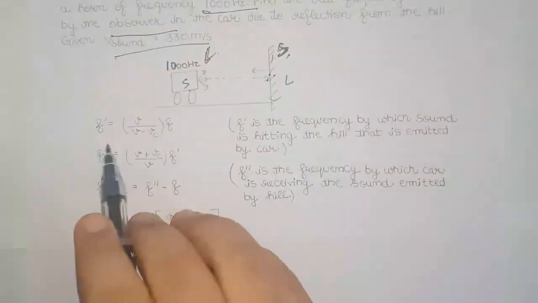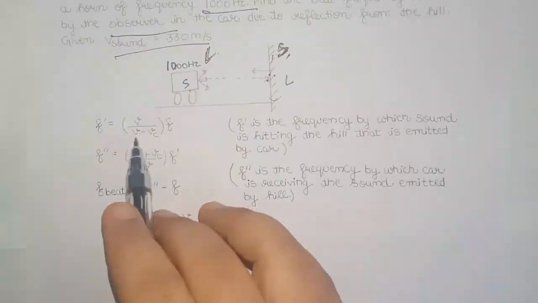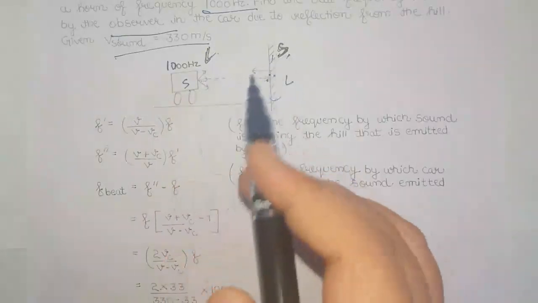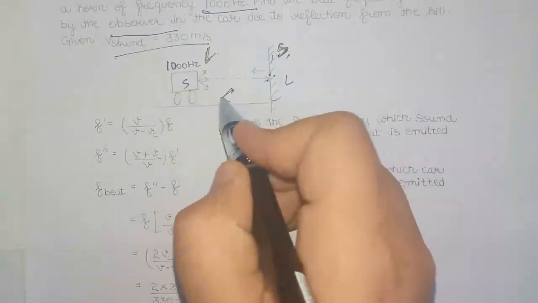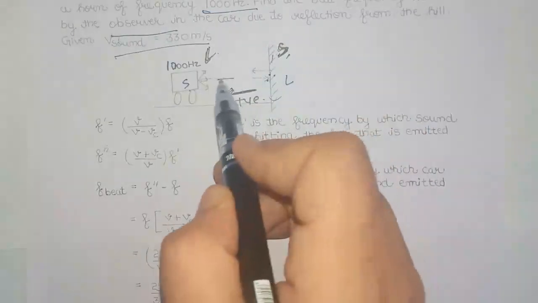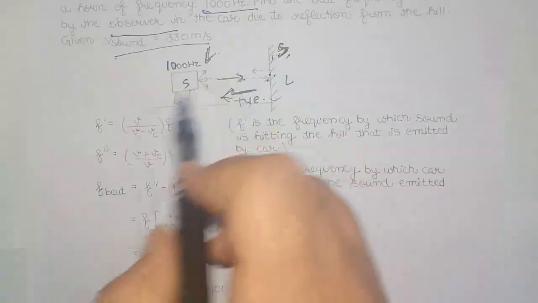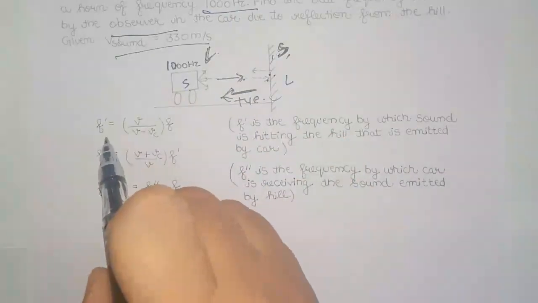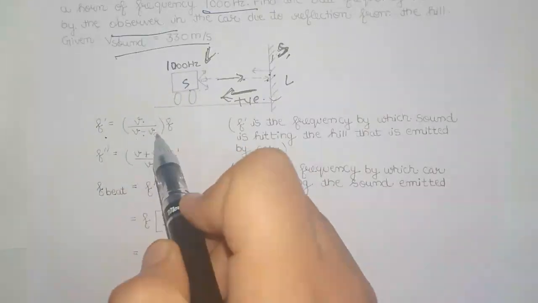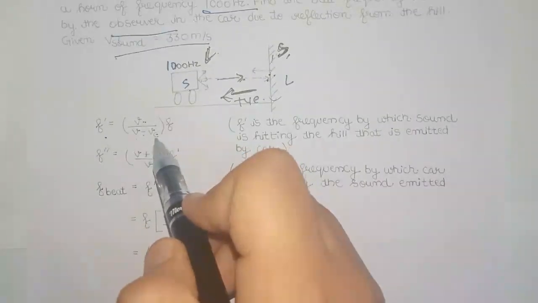In the first case, as the source is moving towards the surface, towards the hill, the L to S direction is taken positive in the first case and the car is moving in the opposite direction, so the velocity of the car will be taken negative. So in that case the frequency observed F dash is equal to F into V upon V minus Vc. Here V is the speed of sound and Vc is the speed of the car.